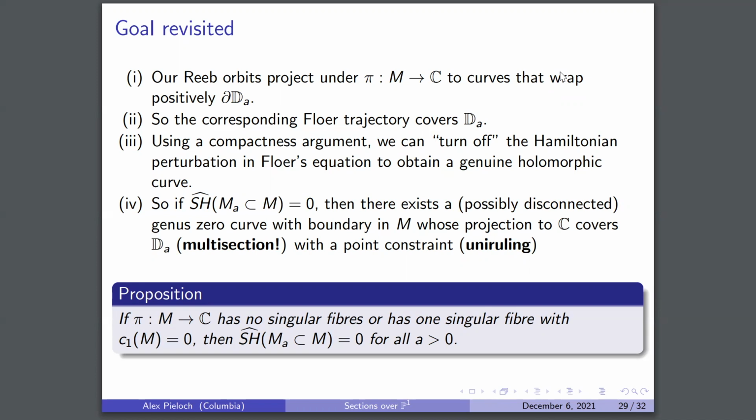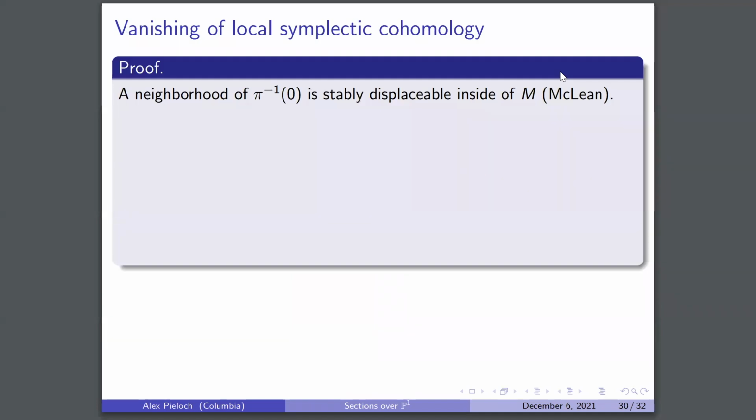Now, in C, every compact subset is Hamiltonian displaceable, just by taking the real coordinate. So now you just pull this back to a Hamiltonian on M. And this has the effect of making every compact subset inside of M Hamiltonian displaceable. So in particular, the inverse image of the disk of radius A is Hamiltonian displaceable. And so we can appeal to this result of Mark and Umut to say that this local symplectic cohomology vanishes.